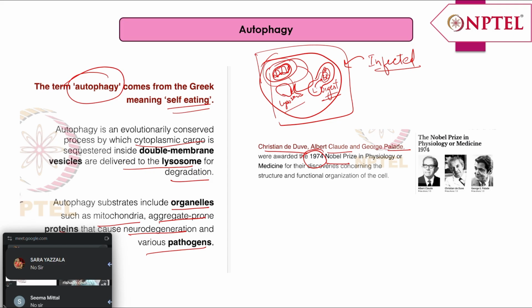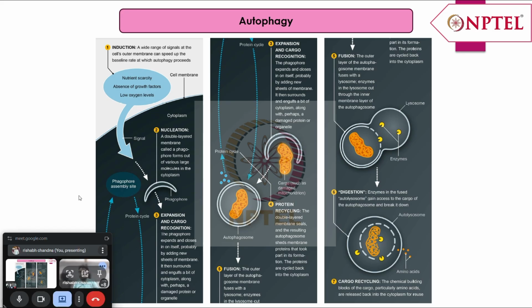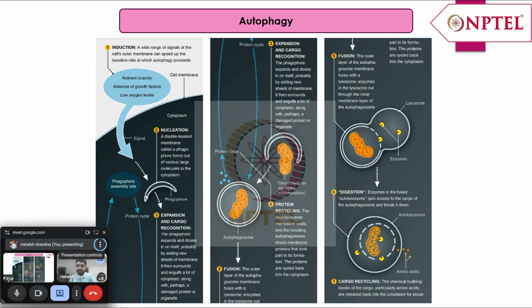Okay. So now let's move forward to the process of autophagy, in simple terms, how it happens. So there is actually a stimulus first. The stimulus is either nutrient scarcity, absence of growth factors, or low oxygen levels. Nutrient scarcity means starvation. So there are a range of signals that stimulate the process of autophagy. These are the important signals that evoke autophagy.